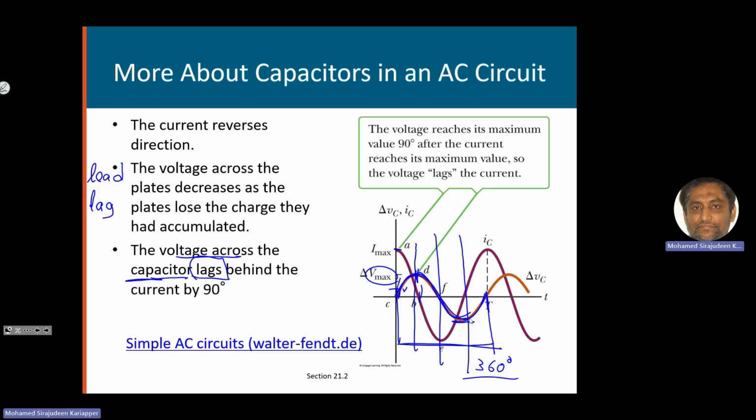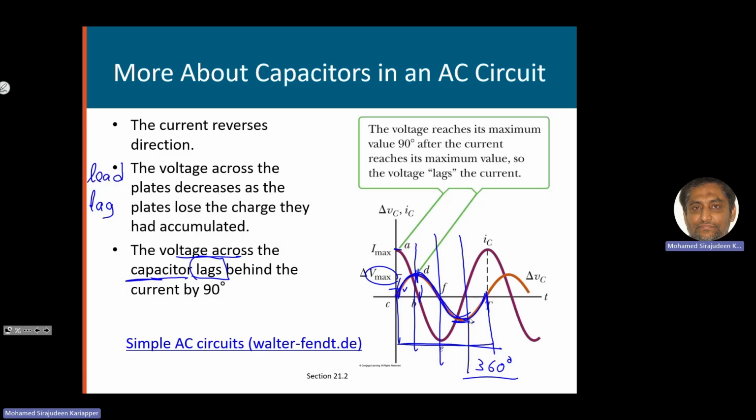So we have to remember this, okay? These are not in the formula sheet. So when you have a capacitor in an AC circuit, the voltage across the capacitor is behind the current by 90 degrees. They are not in phase, they are out of phase by 90 degrees. The voltage across the capacitor lags behind the current by 90.